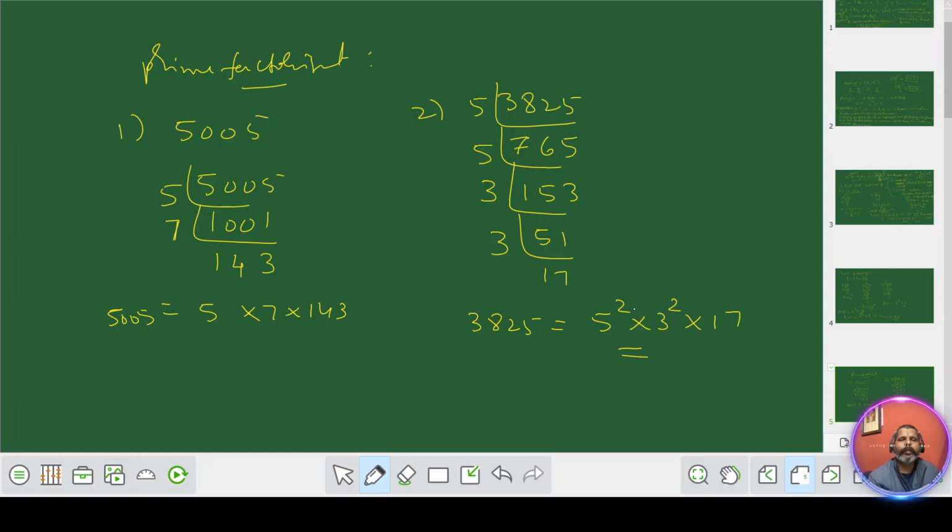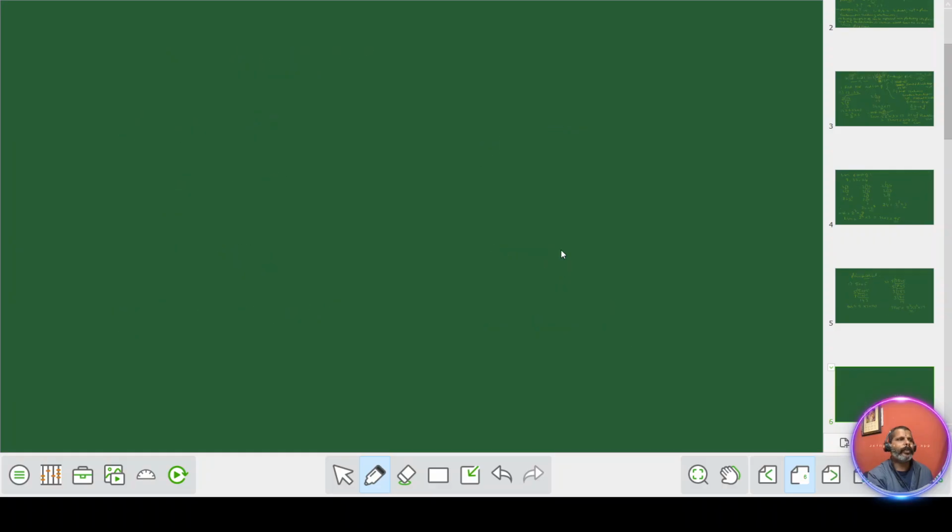Make sure you write in the power exponent form. Don't just write 5 into 5 into 3 into 3 into 17. It is a lower class answer, meaning it's allowed in the lower classes, not in the 10th standard. So I hope you know the prime factorization, LCM and HCF finding. We have one more topic to cover.